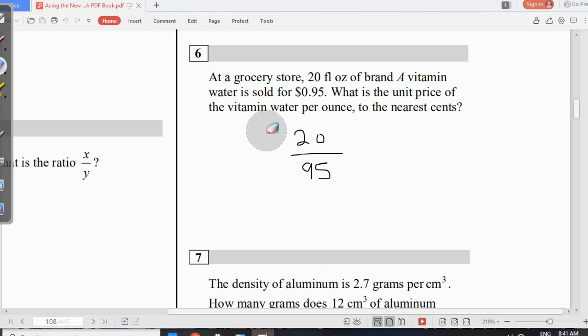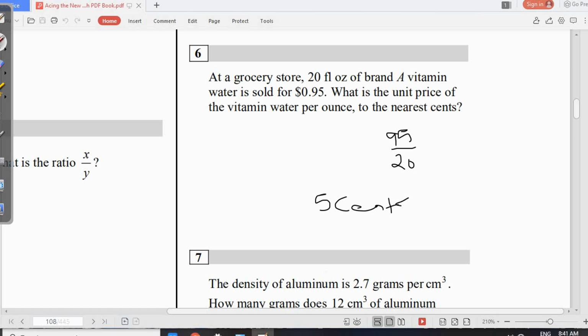But we notice that we're looking at the unit price, the price per ounce. So if it's price per ounce, 95 should be on top per the ounce. So it's 95 over 20, not 20 over 95, since we're doing price per ounce. So 95 over 20 will give you 4.75. And to the nearest cent, you have 5 cents. That's your answer.